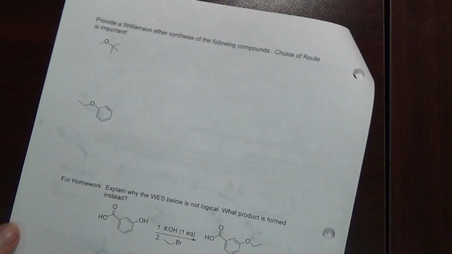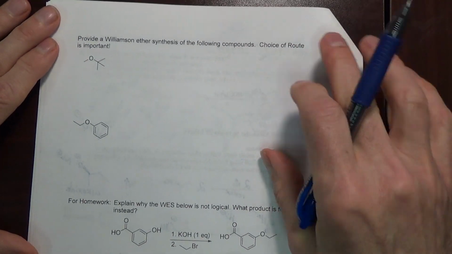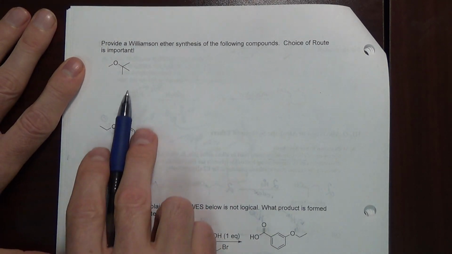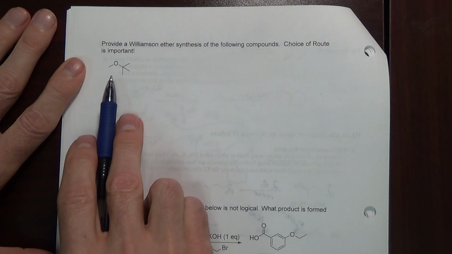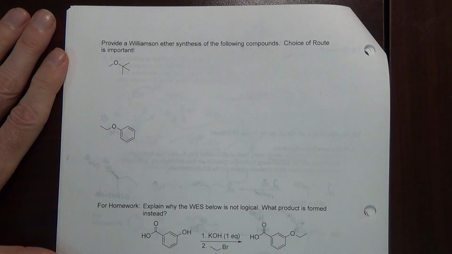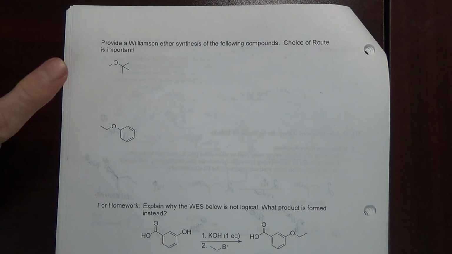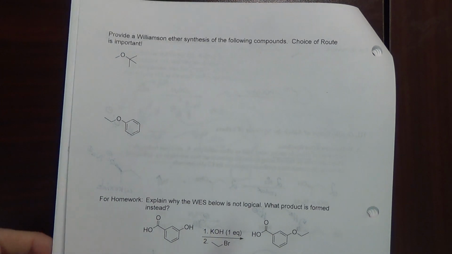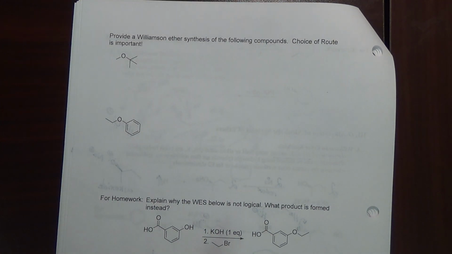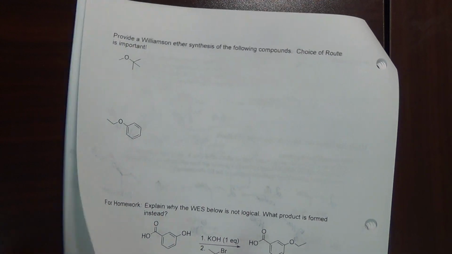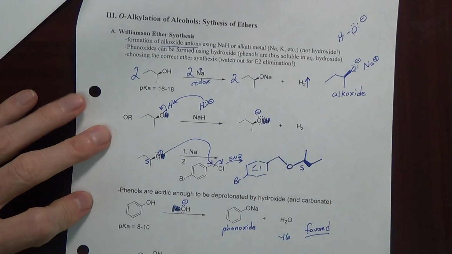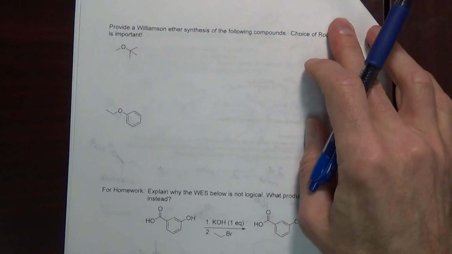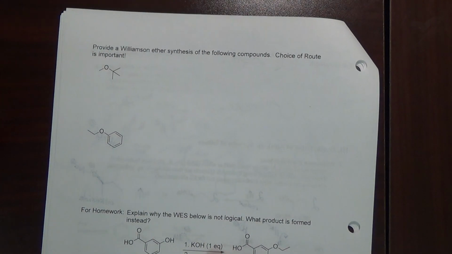Now with the Williamson ether synthesis, we also need to be able to go backwards. If we look at an ether, how would you synthesize this ether? That is, what alcohol would you use and what alkylating reagent would you use? Typically the alkylating reagent is going to have the leaving group. It's just what we did over here, and thus coming up with a synthesis.